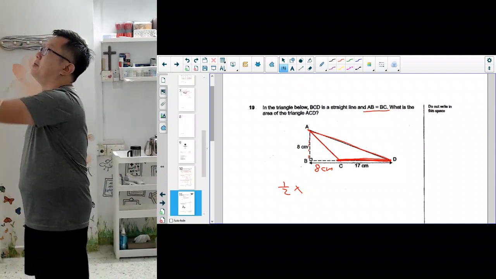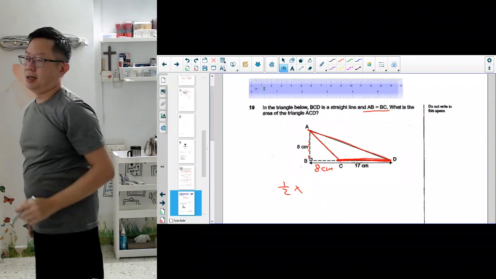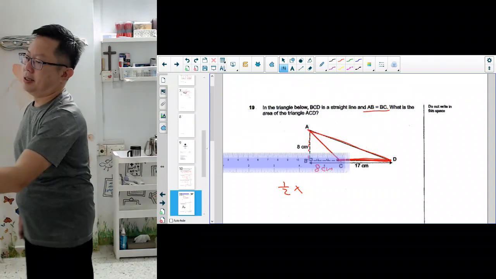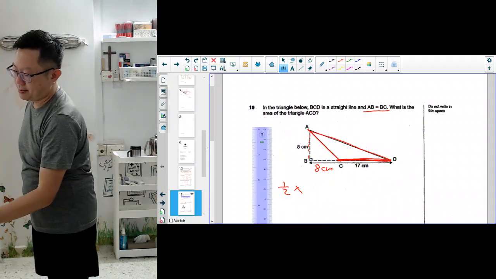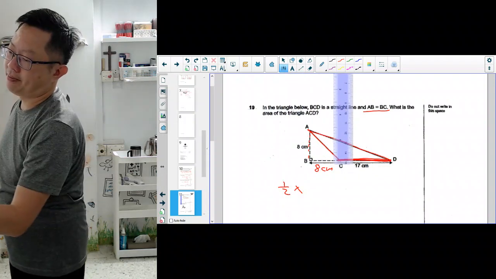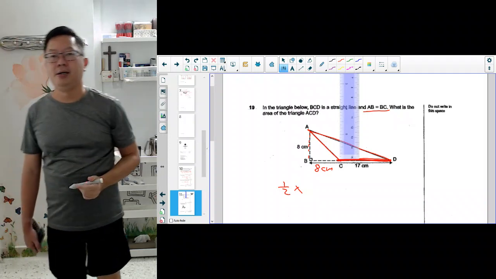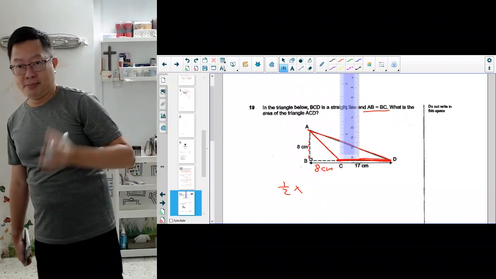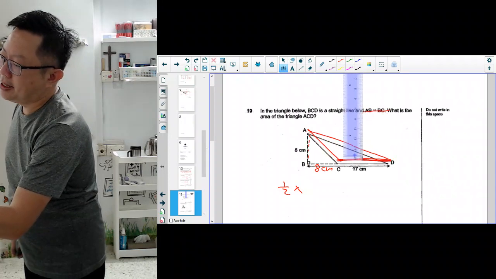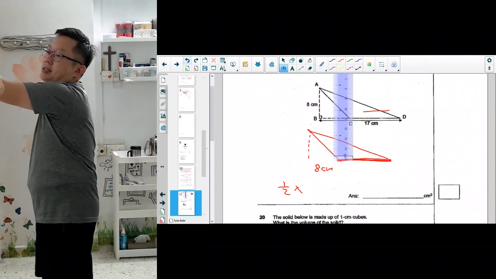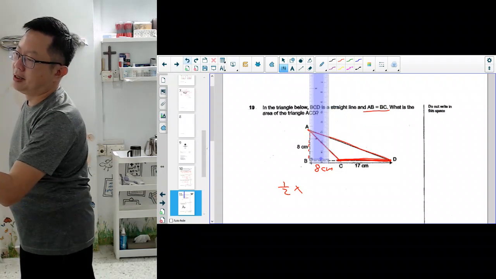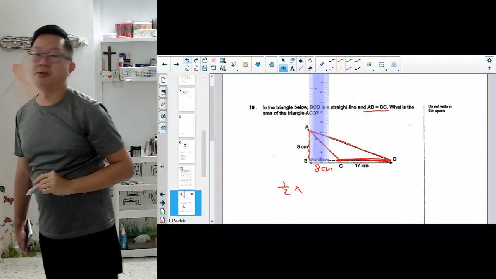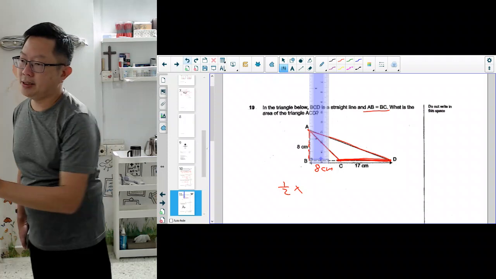And if you're confused, then you take your ruler and what do you do with the ruler? You put the ruler on the base, like this. And you shift the ruler left and right to look for a line that is same side as the ruler. So is there any line that is same side as the ruler? Yeah, there's a line that is same side as the ruler, which is over here. This is the height of the triangle, which is your 8 cm.